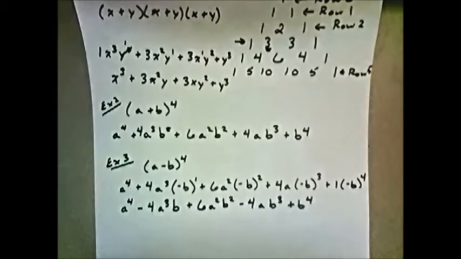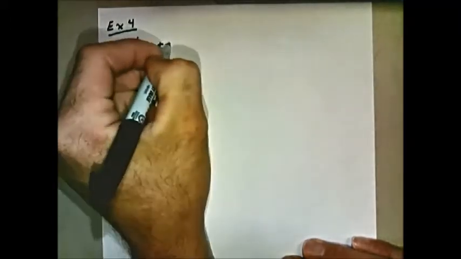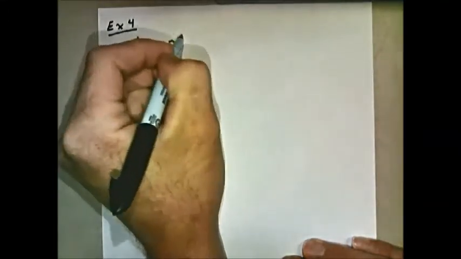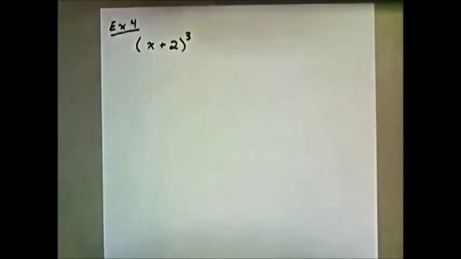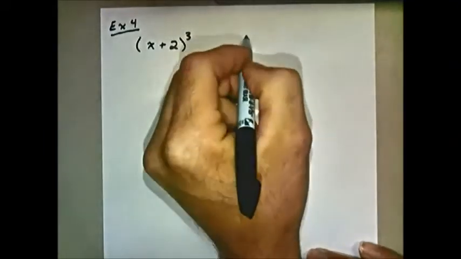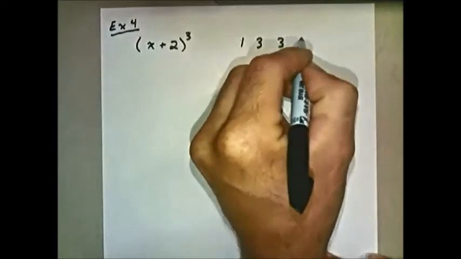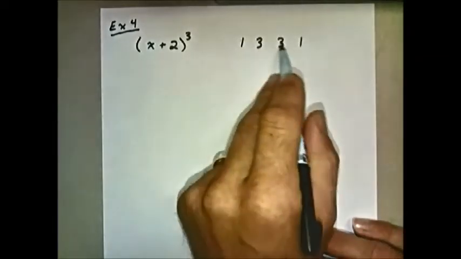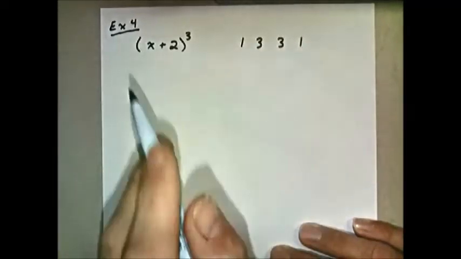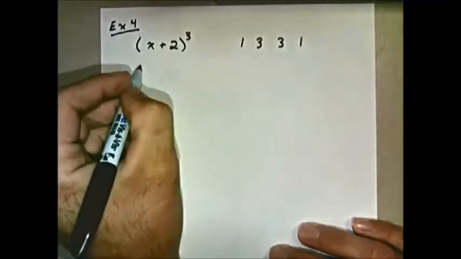It does get a little more complicated as we begin placing numbers into our binomial. So let's take example 4 and expand out, say, x plus 2, and let's go just to the third power. Again, we're using row 3 of Pascal's triangle. If you look back at your Pascal's triangle, that row is 1, 3, 3, 1. Remember, these are the coefficients of each of our terms in our expanded form.